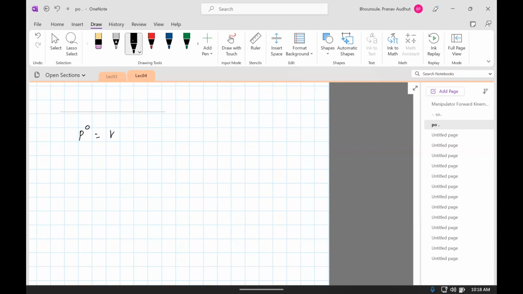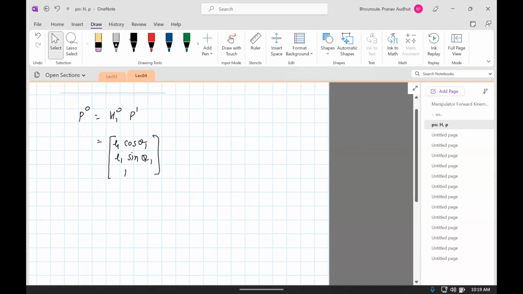P in frame 0, which is H10 P1, comes out to be L1 cosine theta 1, L1 sine theta 1, and then the 1. The 1 comes because, remember, it was a placeholder 1, which is used to make this multiplication work. Then H10 H21 Q2.